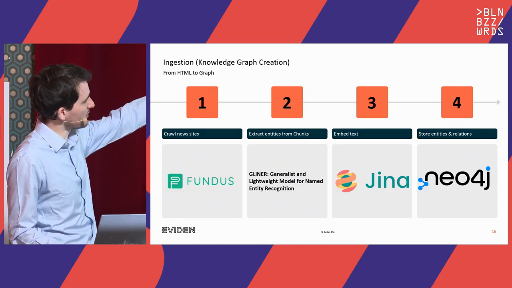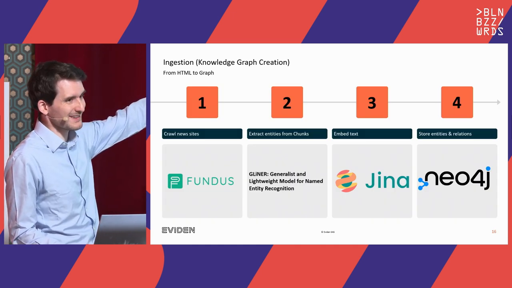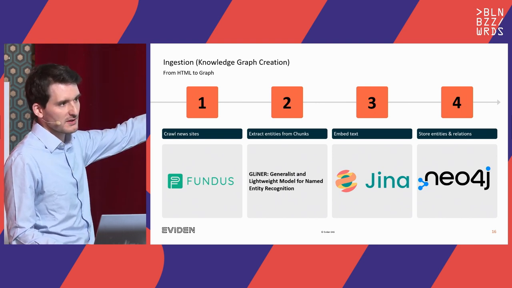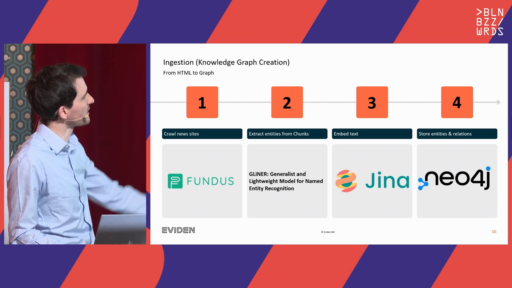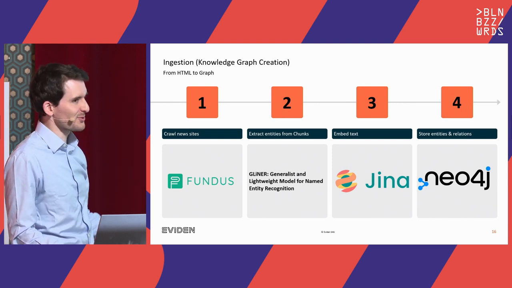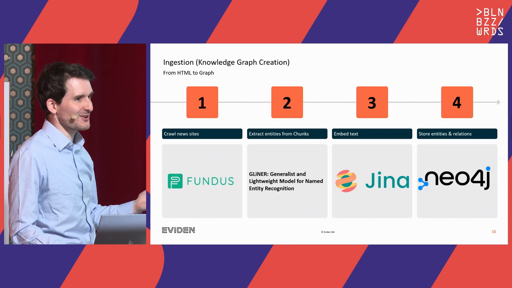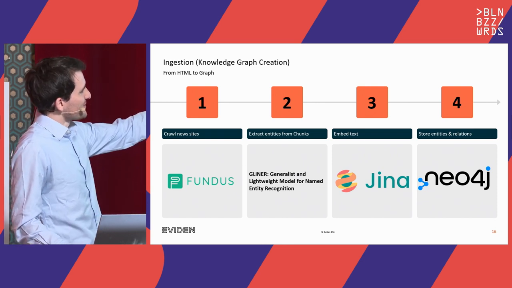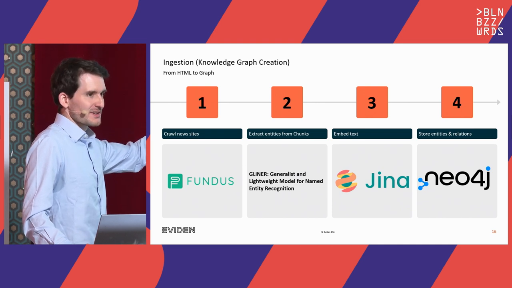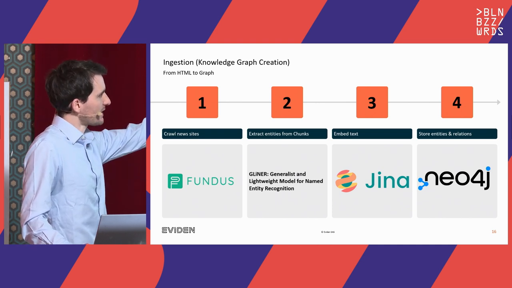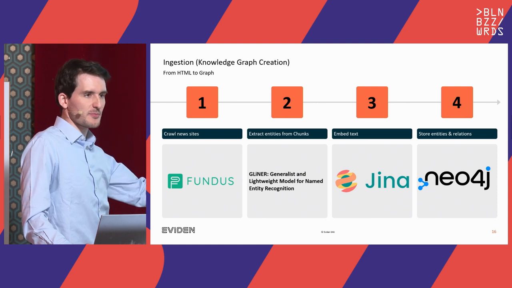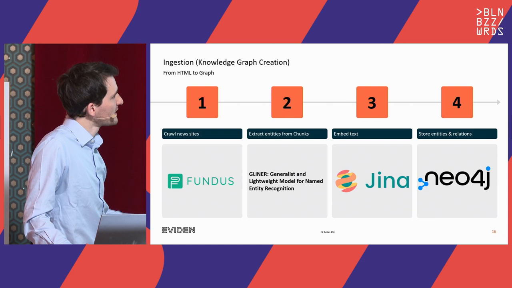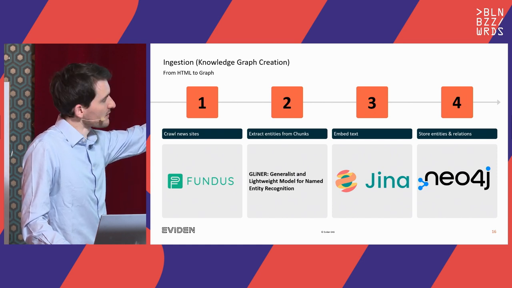So the next step, in my case, I wanted to extract entities from the chunks. I used the zero-shot named entity recognition model. It's also quite new. So you see, I've used this talk as a prototyping opportunity, testing out different technologies. So Gleiner. It works really well. You just specify labels that you want to extract, and it extracts that. And then I put that into the data model as well.